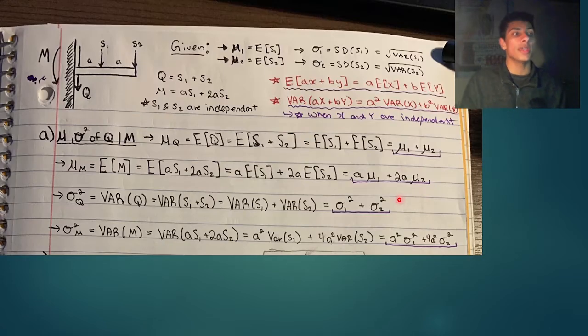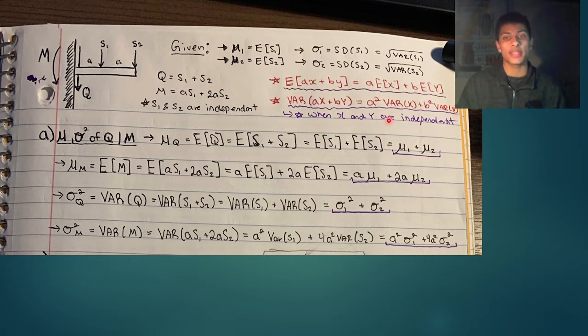So we're going to hop into the first part of this question. We are asked to find the mean and variance of Q, the shear force, and M, the moment. So we can set this up. Start off, we're going to be looking for the mean of Q, the shear force. And we know that the mean of a random variable is going to be the expected value of that random variable. So in this case, we can express it as mean of Q is equal to the expected value of Q, or E of Q, which is equal to the expected value of S1 plus S2, because that is the equation given for Q.